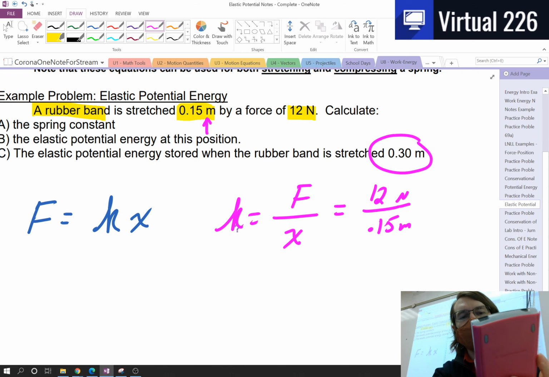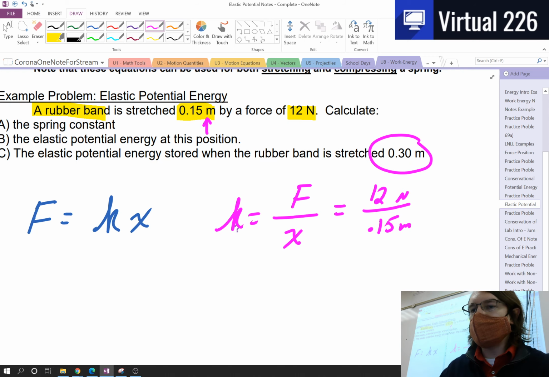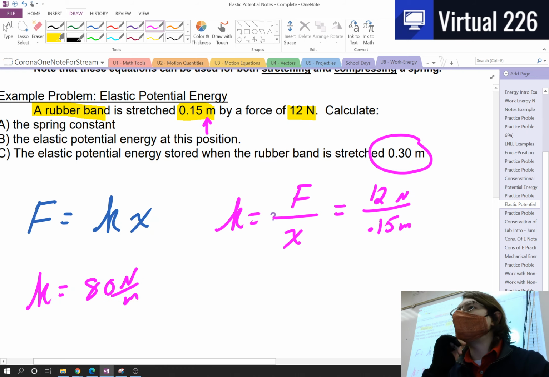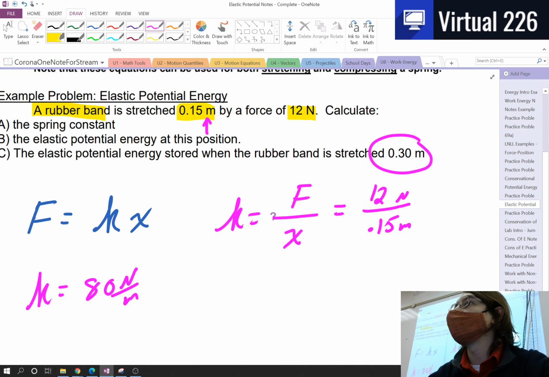Okay, so crunching these numbers, 12 divided by 0.15 is, whoops, that's wrong. Learn to type. The spring constant, k, equals 80 newtons per meter. That is our spring constant. We needed to find that. If we didn't find it, well, we're going to be wrong.